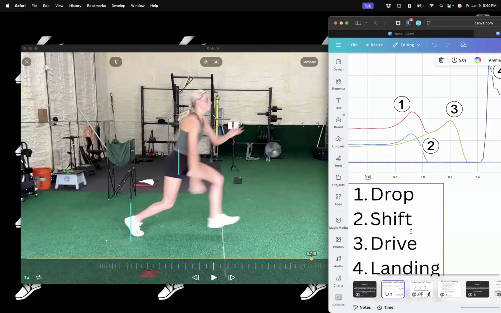I know a lot of people will call all of it, the whole thing, a drive. I want to be as literal as possible all the time with my kids. I want to be as relatable as possible. When you think about drop, I'm very specific that you're not dropping your body. That's not what it means.